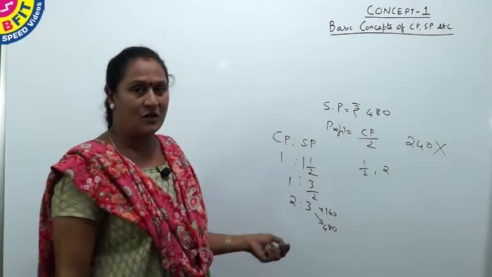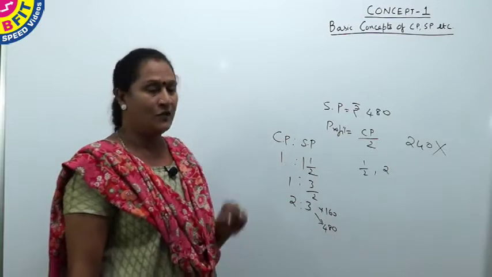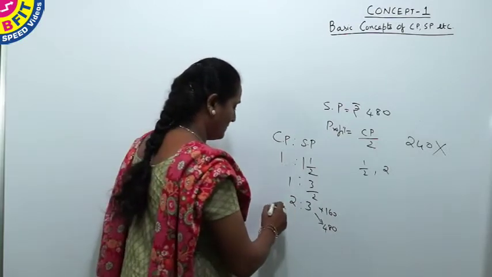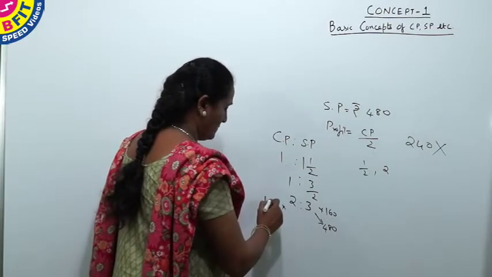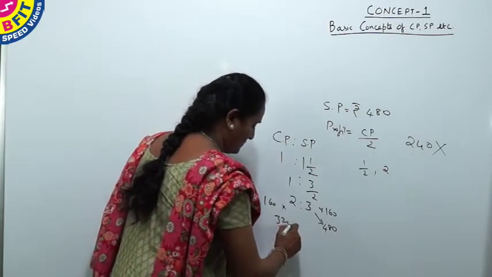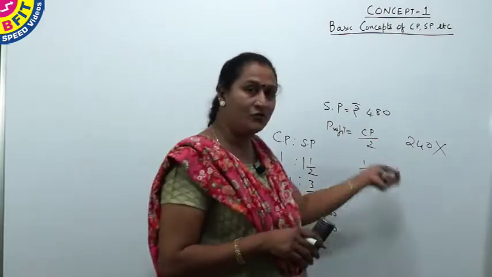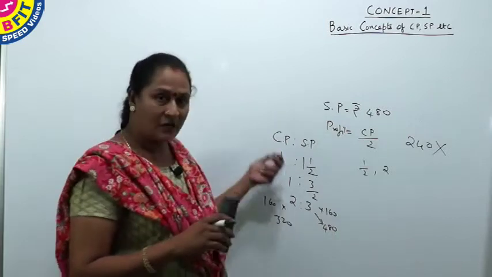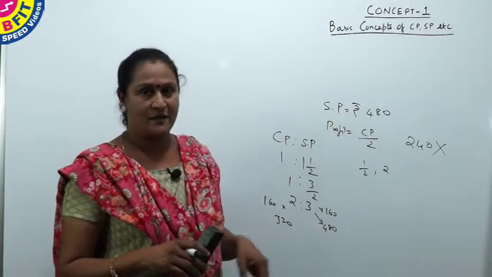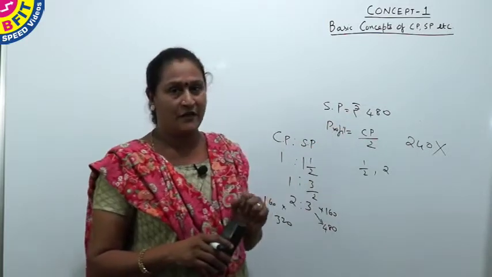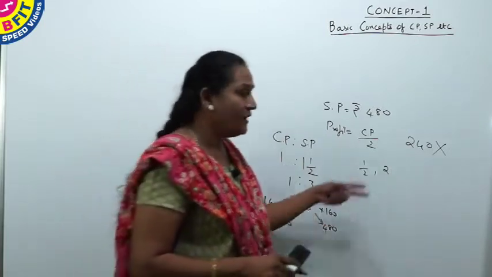And how to find the cost price? Cost price is 2 parts. So 2 into 160 will give you the cost price. So 320 is the cost price. By seeing the question, if you write 240, it is wrong. Work out these ratios, and we get that cost price is 2 parts where selling price is 3 parts. So if 3 parts is 480, 2 parts will be 320. So cost price is 320 and it is not 240.